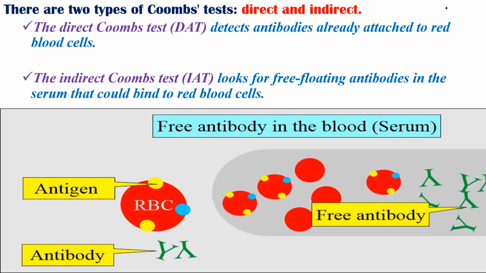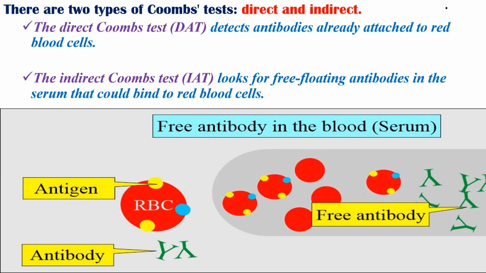There are two types of Coombs test, direct and indirect. The direct Coombs test, also known as the direct antiglobulin test, is the test usually used to identify hemolytic anemia. The indirect Coombs test is used only in prenatal testing of pregnant women and in testing blood before transfusion.